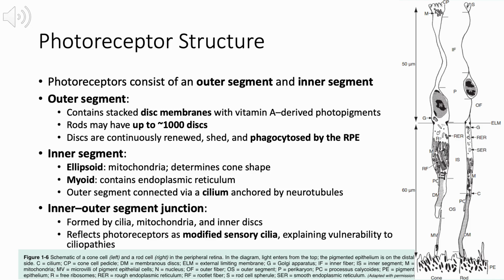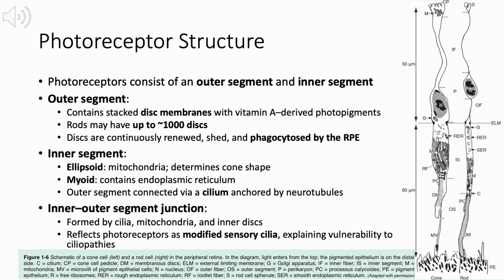Moving inward, the inner segment is divided into two main regions. The ellipsoid contains abundant mitochondria and plays a role in determining cone shape. The myoid contains the endoplasmic reticulum. The outer segment is connected to the inner segment by a cilium, which is anchored by neurotubules. At the junction between the inner and outer segments, specialized structures formed by cilia, mitochondria, and inner discs are present. This junction reflects the fact that photoreceptors are modified sensory cilia, which explains their vulnerability to ciliopathies.